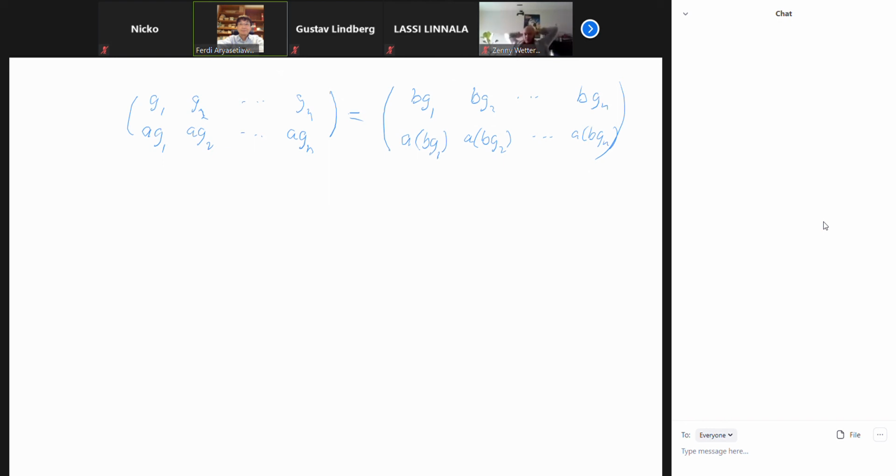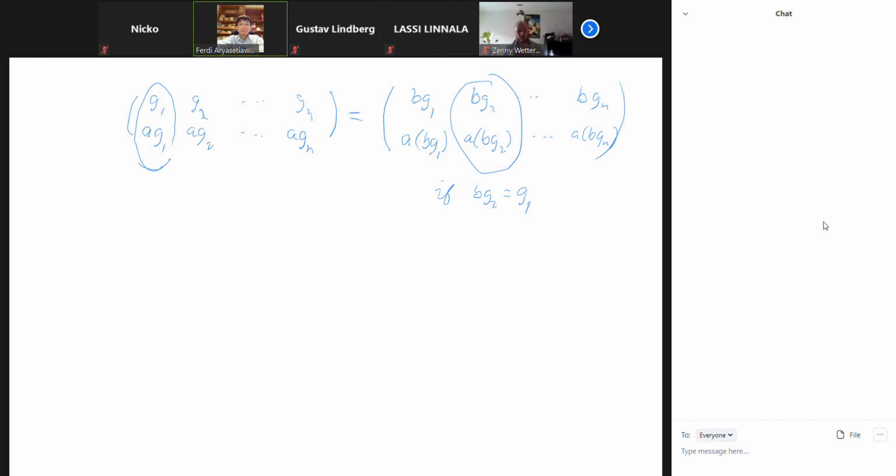the same permutation. So for example, if I look at this one here, G1 is mapped to AG1. Well, it is somewhere here. We don't know. It could be, let's say, this one. So if BG2 is equal to G1, then we have G1 mapped to AG1. Just as an explicit example. So we can do this. I think that's clear.